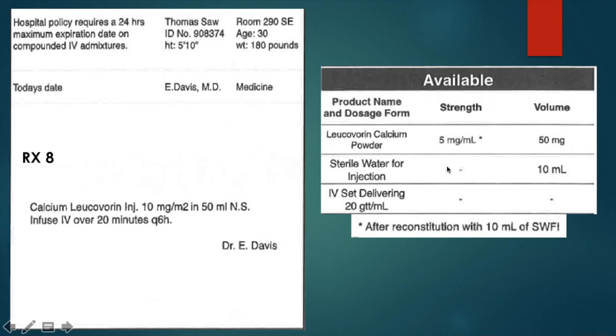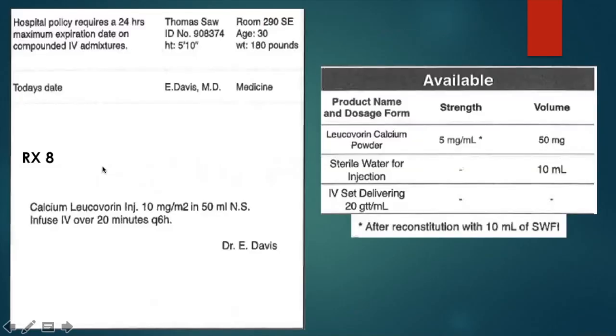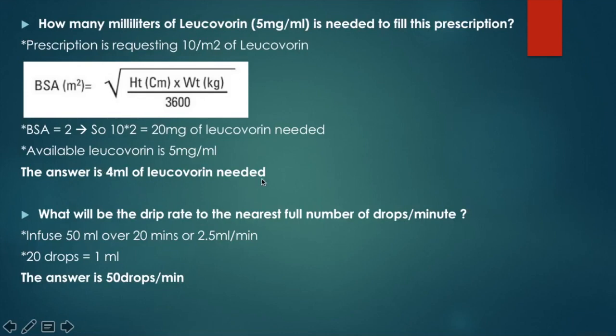And this is going to be a concentration. So this is what I have. This is what I need. 10 milligrams per meter squared. This is the formula that I use for the body surface area. So my BSA was 2. The prescription was 10 milligrams per meter squared, which is 2. So we get 20. Available leucovorin is 5 ml. So we need 4 ml of leucovorin.